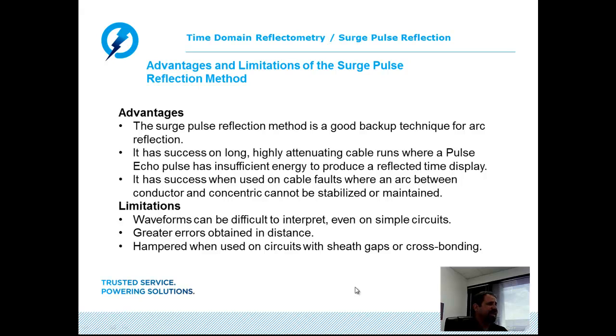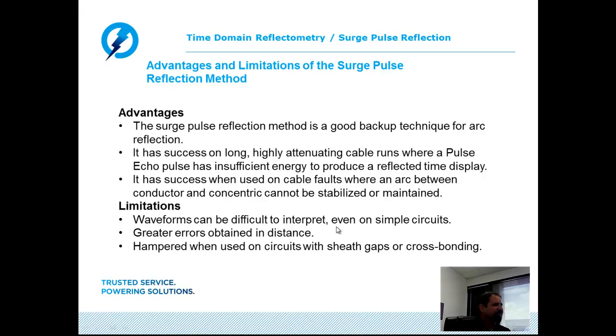The advantage of this technique is that surge pulse reflection is a very good backup to the arc reflection technique. In the event that the cable has a high degree of attenuation, whether it's due to corroded neutrals or due to a very long length of cable, like submarine cables or very long cable runs associated with wind farming, and we cannot get a pulse echo waveform to transmit these long distances, we're able to overcome that with the surge pulse technique or the impulse current technique, since really, as long as we have a thumper with adequate energy to create the breakdown, we can capture the transient.